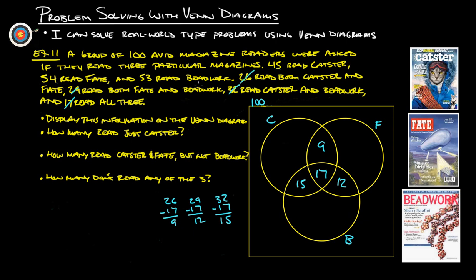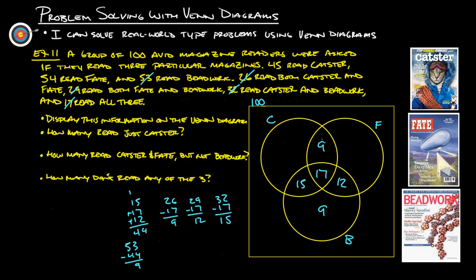Okay, and then 53 total read Beadwork. So what we're going to want to do is add those all together first. So 15 plus 17 plus 12. It's going to give us what, 9, 4, add 1, that's 44, right? But we know there's 53 total. So if we do 53 minus 44, we get that there's 9 that read just Beadwork. Okay, so we got Beadwork out of the way.